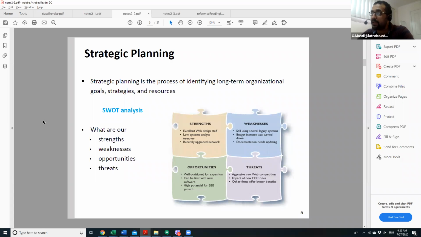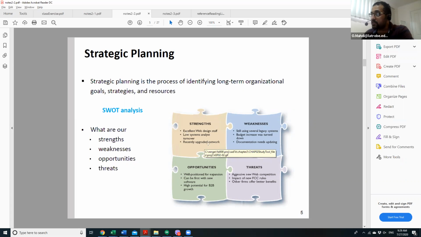Strategic planning is the process of identifying long-term organizational goals, strategies, and resources, based on something called SWOT, which is the strengths, weaknesses, opportunities, and threats for the new project. When you are putting in your request for a new information system, you will talk about the trends of this new one. For example, here they mention excellent web design staff, low system analyst turnover, and a recently upgraded network. They are using the more recent network.